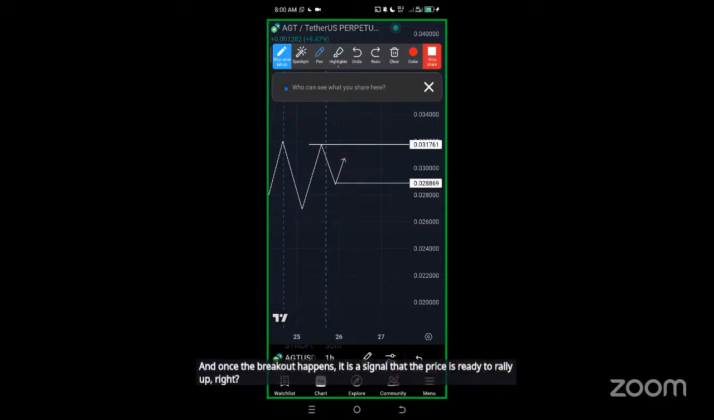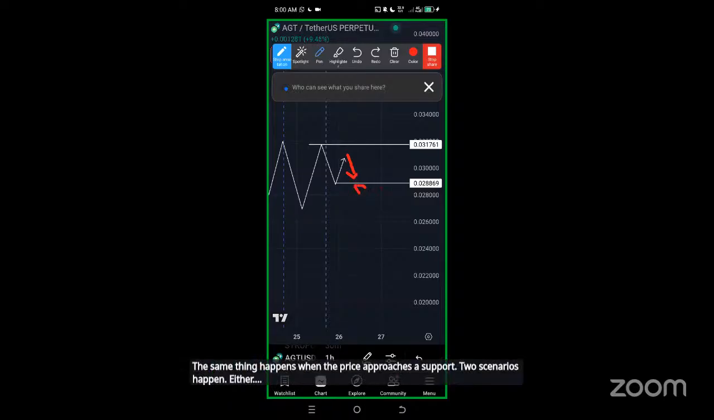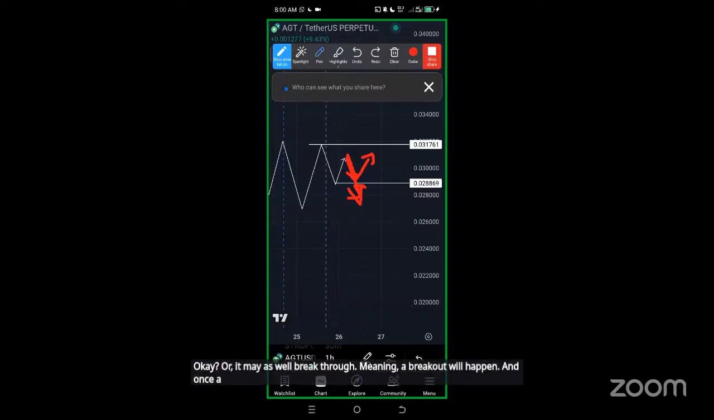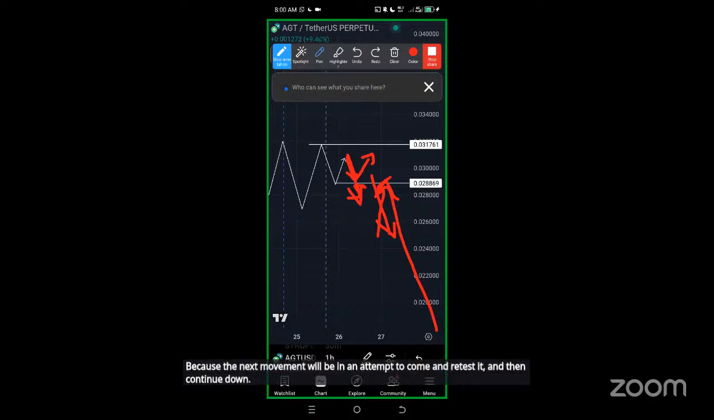The same thing happens when the price approaches a support. Two scenarios happen. Either it gets supported, in which case it reverses and begins moving upward, or it may break through, meaning a breakout will happen. And once a breakout happens, it's also a signal that the price is ready to rally to the downside, because the next movement will be an attempt to come and retest it and then continue down. And the same applies to the other side.